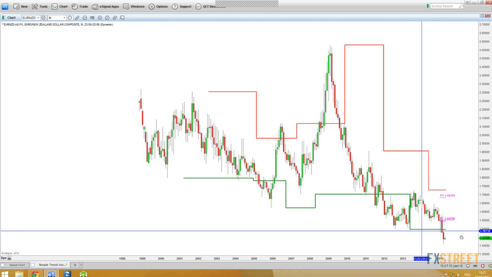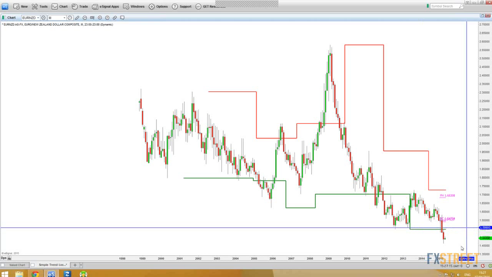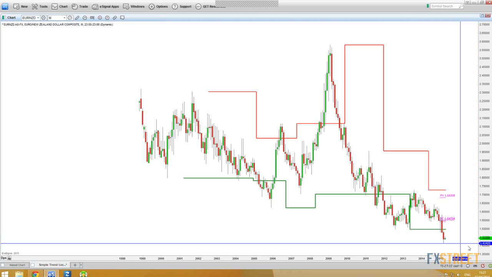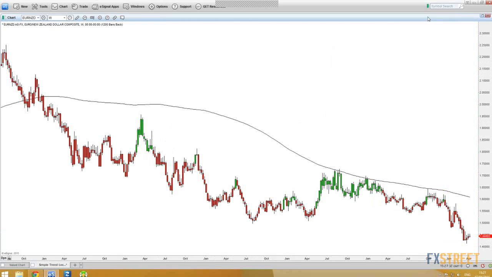And look at what happened. Below 1.50, a major half figure, major round number, and it is now finding support at 1.40. Again, a good example of how price reacts to round numbers. We're trading below the weekly 200 moving average, and we've got the red trend filter in play. And we're trading below the daily 200 moving average, and we have the red trend filter in play.